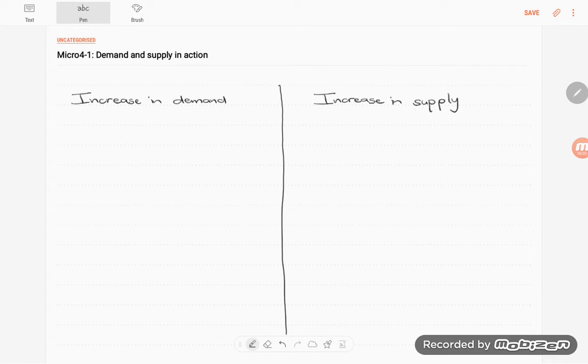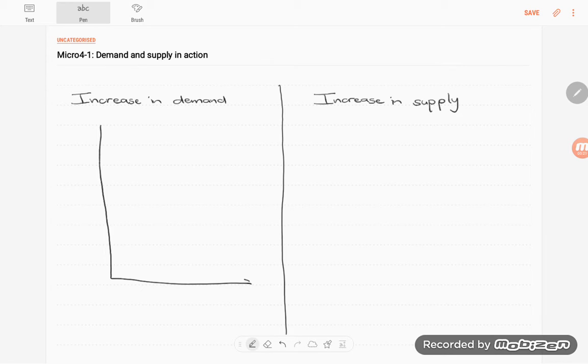In this video, we will look at an increase in demand and an increase in supply. I will only do this graphically. Remember, when you are in a test or an exam, if you draw a graph, also explain your graph in words. So the first thing is our axes.